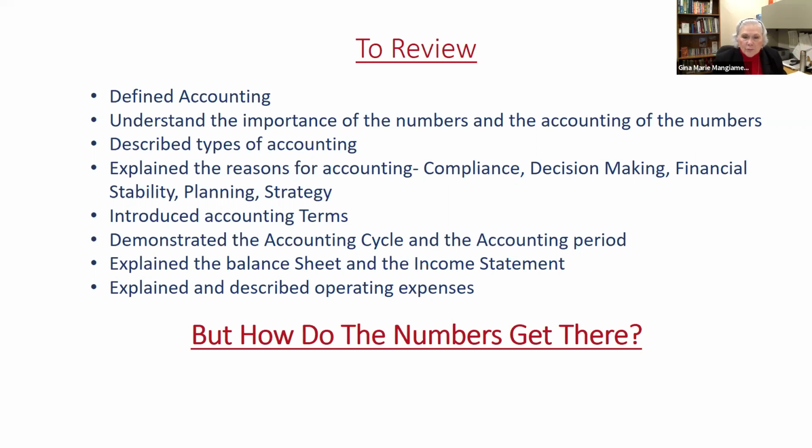We've introduced accounting terms to you. We've demonstrated the accounting cycle within the accounting period, and we've explained the balance sheet and the income statement, and operating expenses. So at this point, you've got sort of a 15,000-foot view of the accounting function, things that are involved in it, what you need to be aware of and use to read the numbers in your business to know what happened during the accounting period, okay? But how do those numbers actually get there, where do you start with recording these things and getting it done? And I'm going to ask my expert bookkeeper and QuickBooks expert, Dorothy Daniels, to pick it up from here to talk about how the numbers get there.